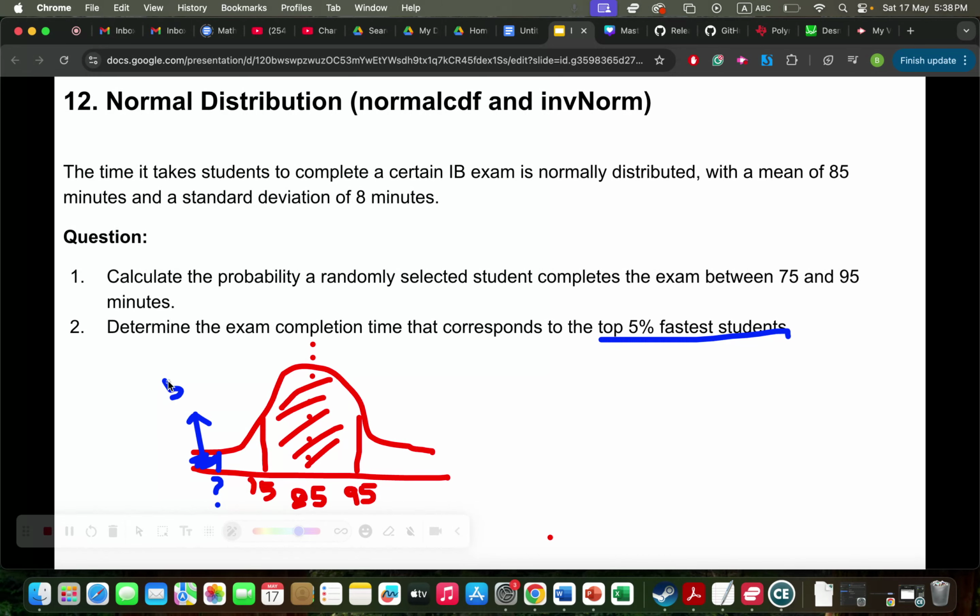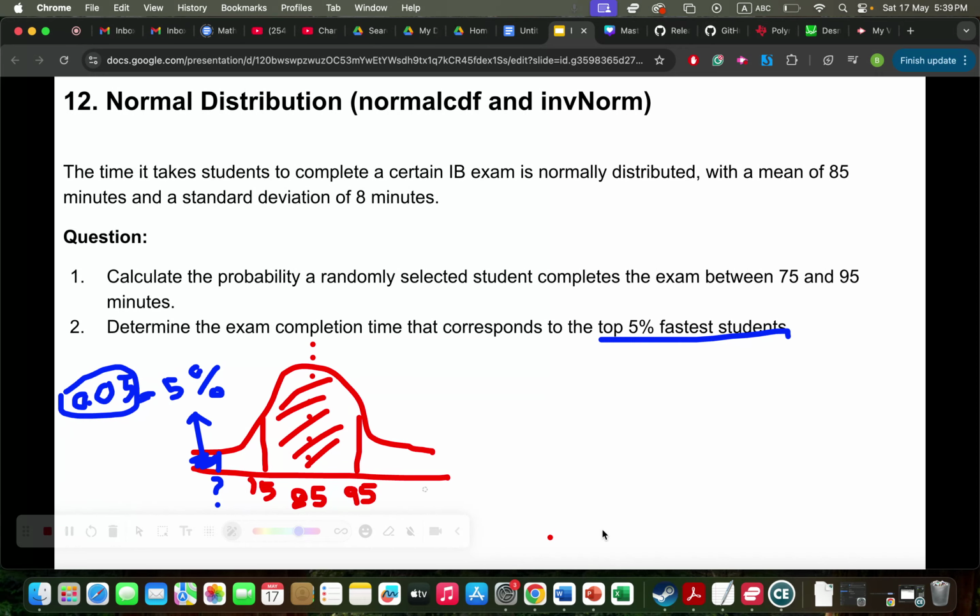It's simply 5%. Now 5% in decimals is 0.05. So that's a very, very small area that we're looking at under this graph here. And we're trying to find out what this time is that corresponds to the fastest students. So instead of finding the probability, I have already given you the probability, which is 0.05. So we are doing it in reverse now. We're doing the reverse of what we did in the first question. So rather than finding the probability, we're trying to find the time.